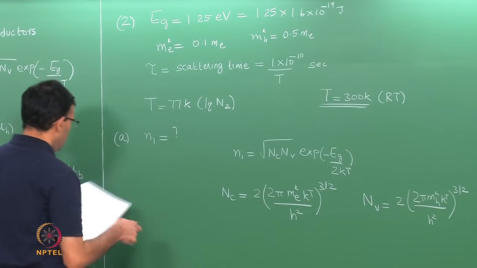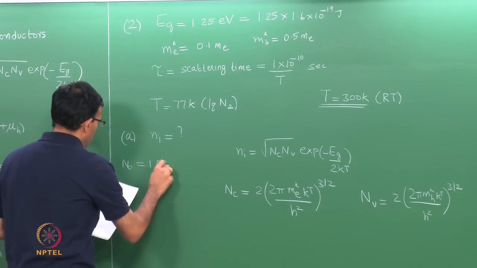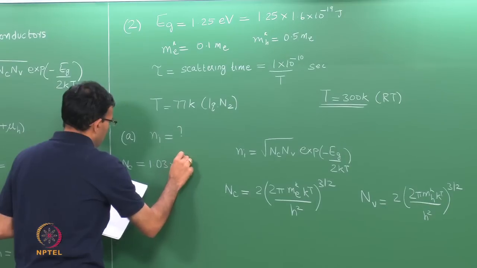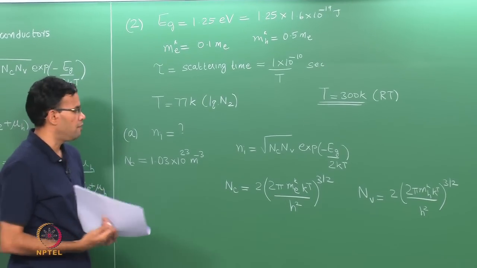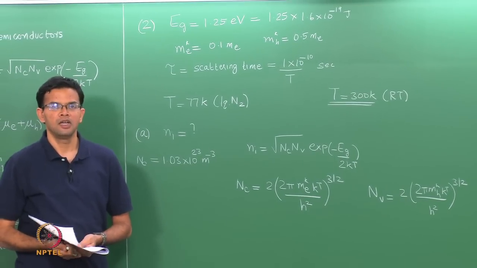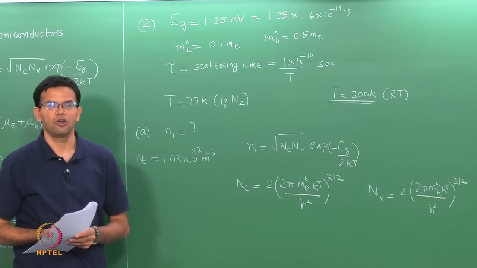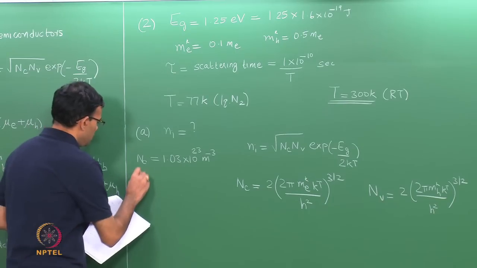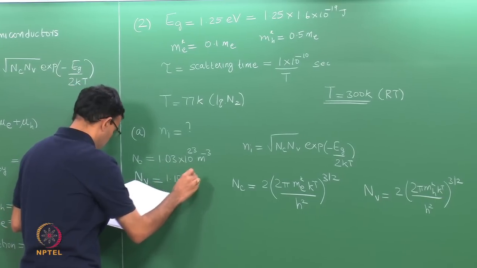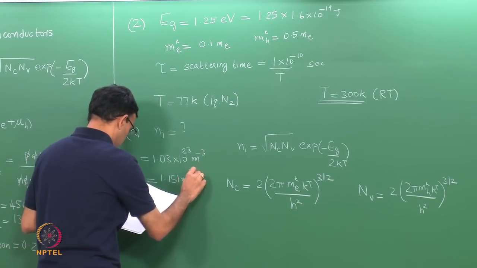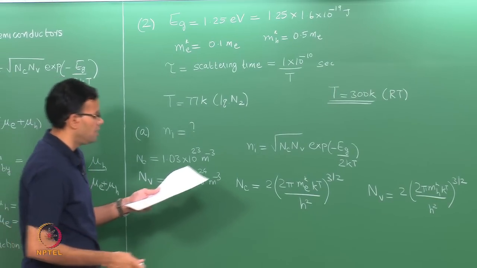Nc at 77 Kelvin is 1.03 times 10 to the 23 per meter cube. If you remember, the definition of the effective density of states is the total number of states per unit volume that is available for the electron to occupy or the hole to occupy. Similarly, Nv is 1.151 times 10 to the 24 per meter cube. We can do the same calculations for 300 Kelvin.